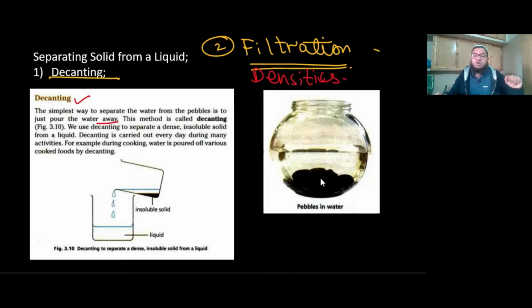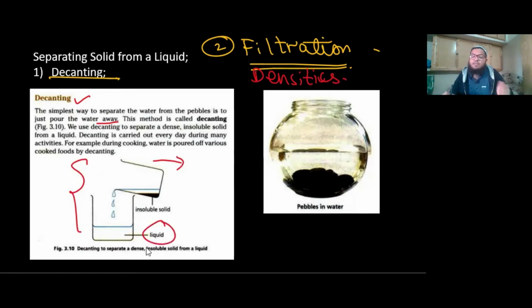Now what you can do is pour the water into a different container, just as shown in this diagram over here. You pour the water and prevent the insoluble solid from going into the other beaker. Before that solid goes into the other beaker, you just pull this beaker away and prevent the solid from going into it, and you finally get your liquid.